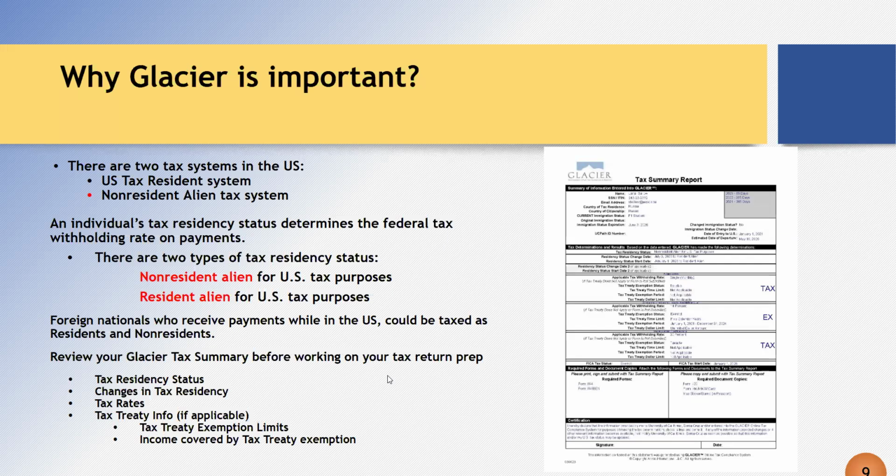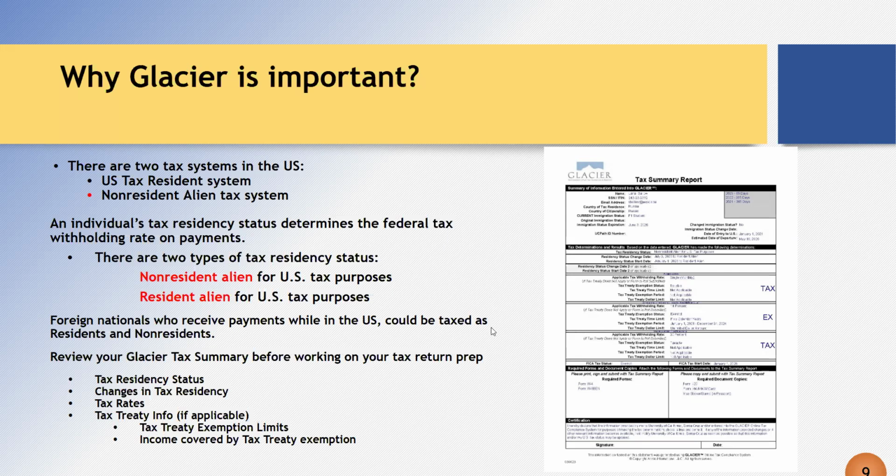And again, all the foreign nationals who receive payments in the US could be taxed as residents or non-residents. So before you jump into completing your tax returns, if you have a Glacier account, I suggest you download this tax summary report. When you signed it, you probably didn't even know why you had to do it, or it was such a long time ago and it was hard to understand all these complex words, what they mean.